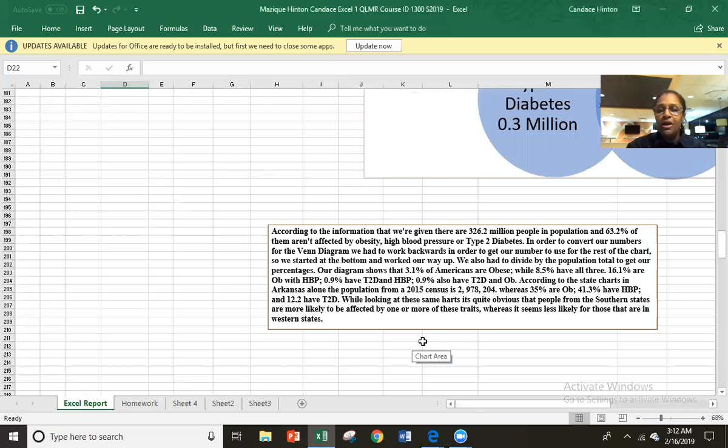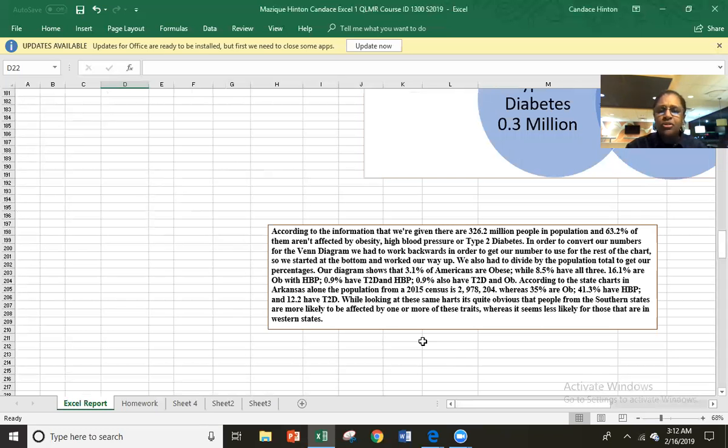In order to convert our numbers for the Venn diagram, we had to work backwards in order to get our number to use for the rest of the chart. So we started at the bottom and worked our way up. We also had to divide by the population total to get our percentages.